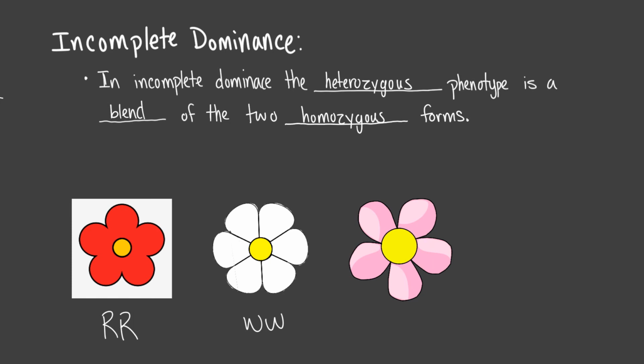So the genotype would be RW, and we get a blending of those two traits. The blending of red and white is pink. So a red flower and a white flower results in a pink flower, and that is incomplete dominance when we get that blending of the traits. Again, those are our four types of gene expression: dominant expression, recessive expression, codominant expression, and incomplete dominant expression.